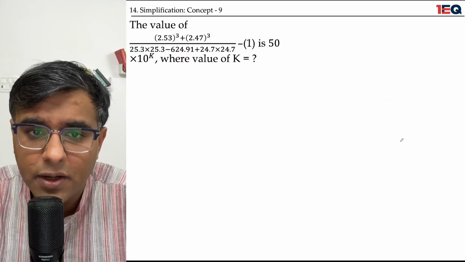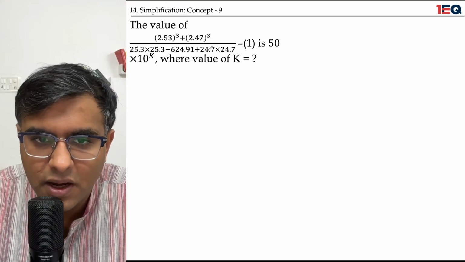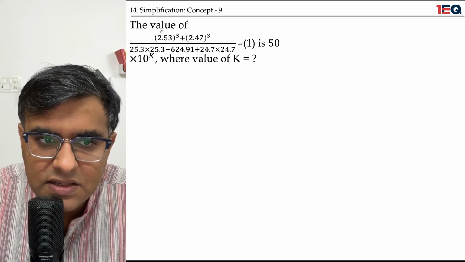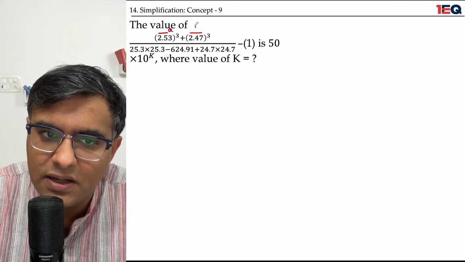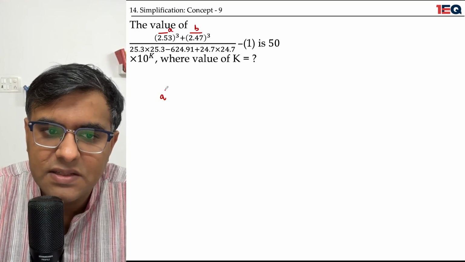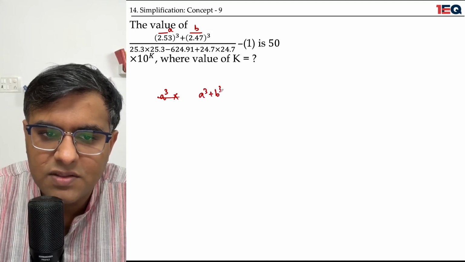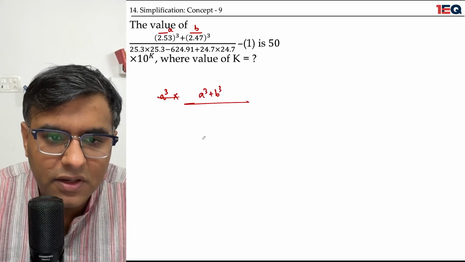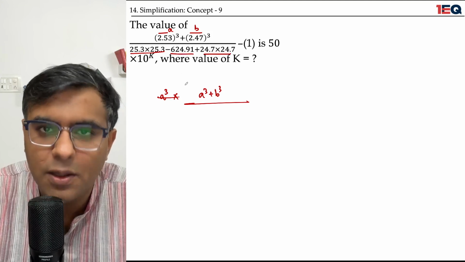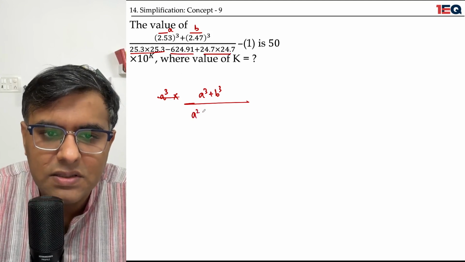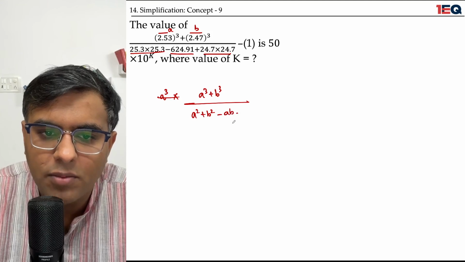Okay, moving ahead. So just see very carefully where we are and what we are talking about. It says there is a number whole cube and there is another number whole cube. Let's assume that this is a and this is b. So the question says a cube plus b cube whole upon, if you look very closely, this is a square, this is b square, and this must be ab. Okay, so it says a square plus b square minus ab.